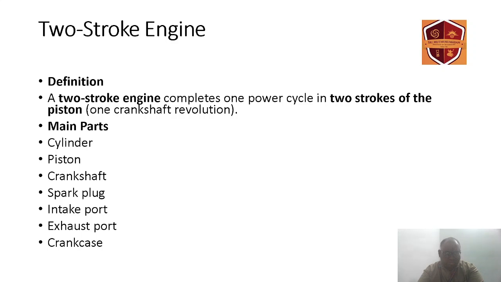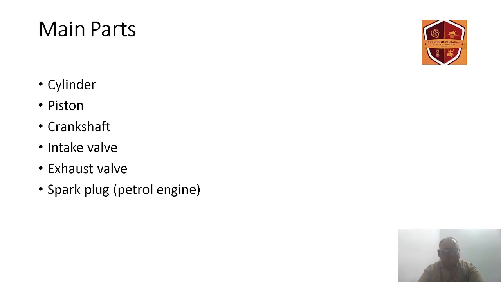So for a two-stroke engine, that is the definition. The two-stroke engine completes one power cycle in two strokes, that is, an upward stroke and a downward stroke. We can also say that for each revolution of the crank, there is a power stroke. The main parts are the piston, cylinder, crankshaft, spark plug, inlet port, exhaust port and crankcase. For the four-stroke petrol engine, the main parts are cylinder, piston, crankshaft, inlet valve, exhaust valve and spark plug.